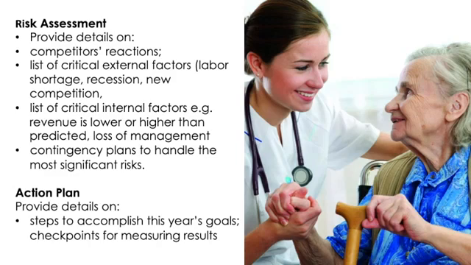These are the steps to accomplish this year's goals, checkpoints for measuring results, right? So you're going to say, if I want to reach a 50 census by the end of the year, on average, what do I need to bring in on a monthly basis? How many people do I need to put myself in contact with? How many times a week do I need to go out and market? Which, just to let you guys know, the answer to that is 5 days a week, okay, full time.